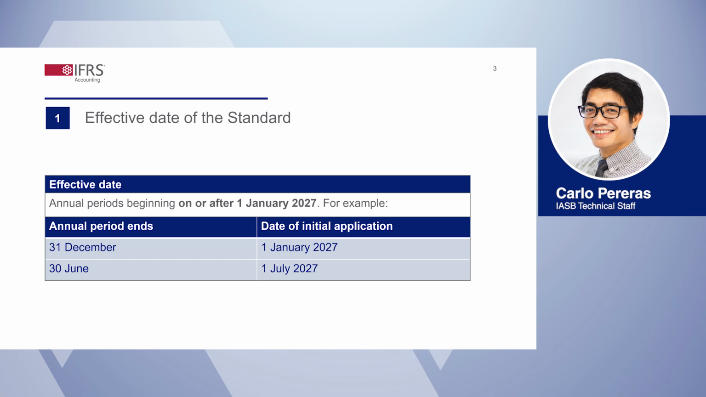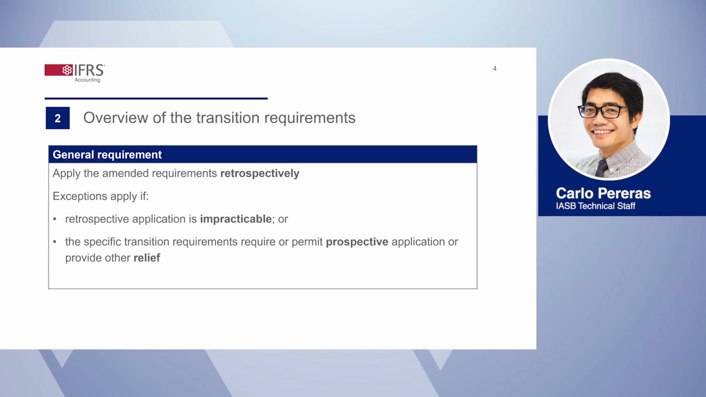If an SME does elect to apply the third edition of the standard before the effective date, it would need to disclose this fact. The transition requirements are set out in Appendix A of the standard. In general, SMEs are required to apply the amended requirements in the third edition of the standard retrospectively in accordance with Section 10 of the standard.